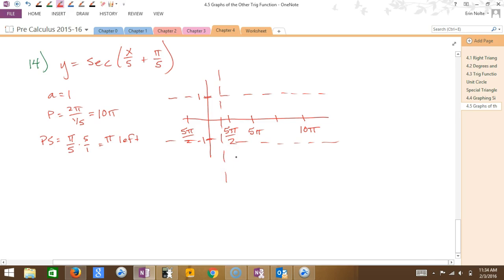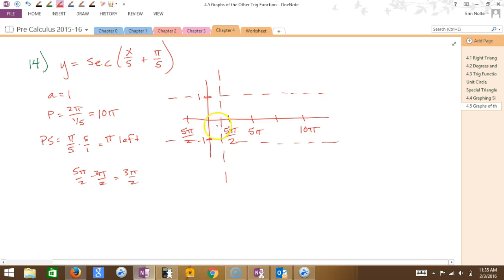How did you figure that out? So if you wanted to figure out exactly, you would just do 5 pi over 2 minus pi. Which, by the way, pi is the same as 2 pi over 2, so it's 3 pi over 2. That's where it would be, in case you wanted to know.